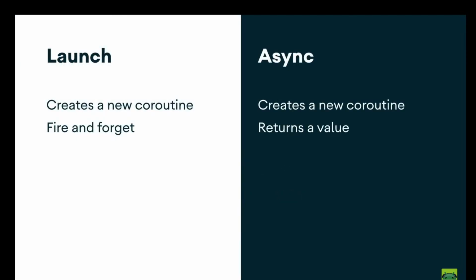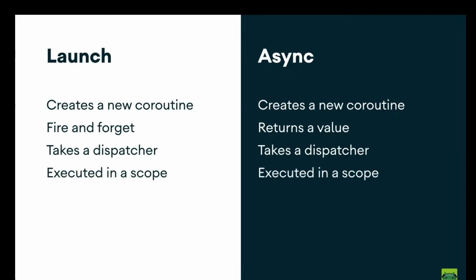Another similarity, as you saw, is that both of them take a dispatcher: where do you want to run that computation? Also, both of them are executed in a scope. Launch and async are extension functions on scope, on CoroutineScope in this case. And so, in order to create one, you need a scope.